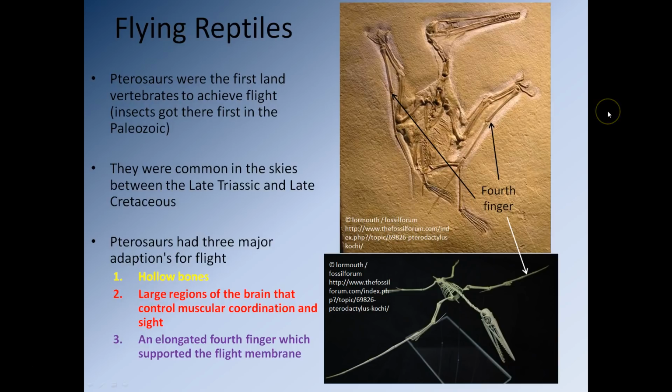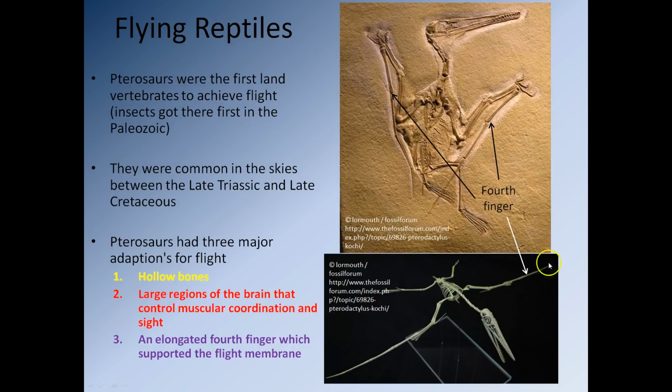So the pterosaurs had 3 major adaptations which helped them to fly. The first one was that their bones were hollow. Like most modern birds, in order to save weight, the bones become hollow. That means obviously they're lighter, so that makes it easier for the bird to get into the air. Or in this case, the flying reptile.